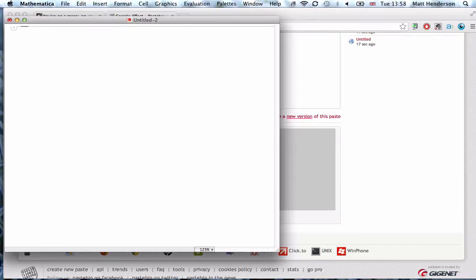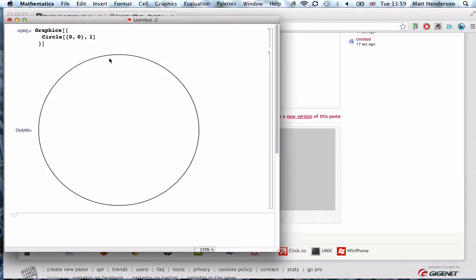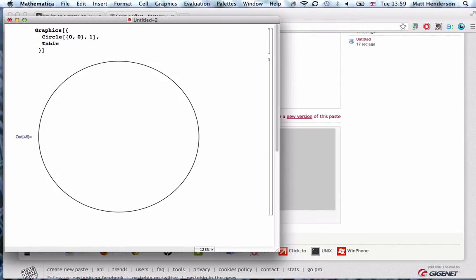So the first thing to do is to start drawing the scene. So we want to draw a circle. That's how a lot of my ideas start. Circle in the center, radius 1. And maybe draw some spokes on it.